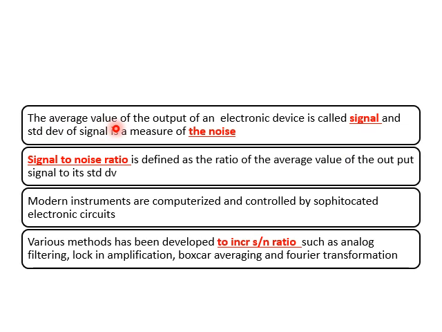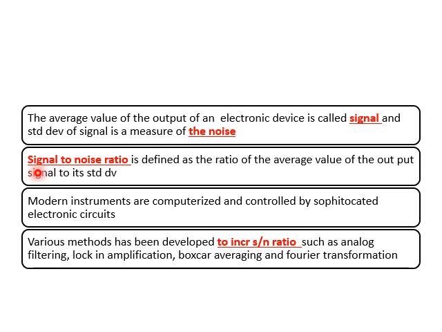Now here is the definition of signal. The average value of the output of an electronic device is called the signal, and the standard deviation of the signal is a measure of the noise. It means the signal deviates from the mean value, and this is the standard deviation. From this standard deviation value we can measure the noise.